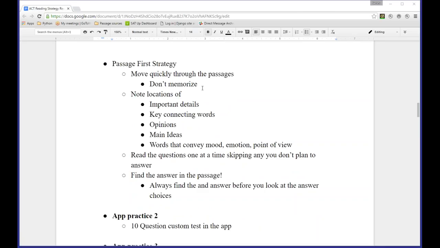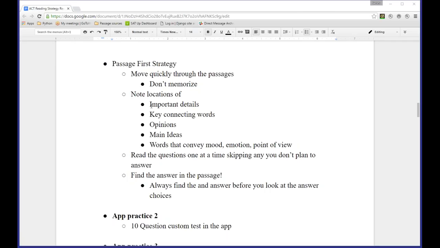It's more important, the second bullet point here, that we know where stuff is. We don't even have to fully digest it as we're reading through it. We just need to know where the important details are, where the key connecting words are, where the opinions are, the big ideas, the main ideas. By the way, where do most authors, particularly if they're writing about science or social sciences or even the humanities, tell us their main idea? Where do we like to look for the main idea?